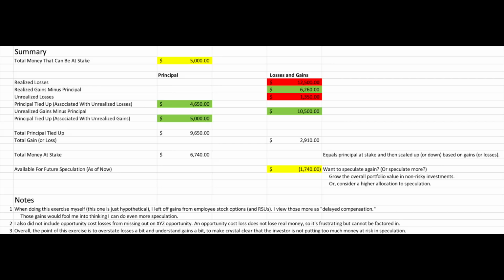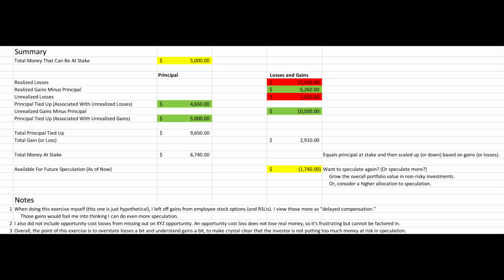And it just so happens that the realized losses and unrealized losses are not as large as the realized gains and unrealized gains. And so that's a good thing. And so I have what now is kind of my net total money at stake. If you look at the next cell on the left column, basically what I do is I take the principal that's just in this stuff, but let's subtract out the losses and gains. In this case, it's gains. And so it brings the total money at stake down from $9,650 down to $6,740.